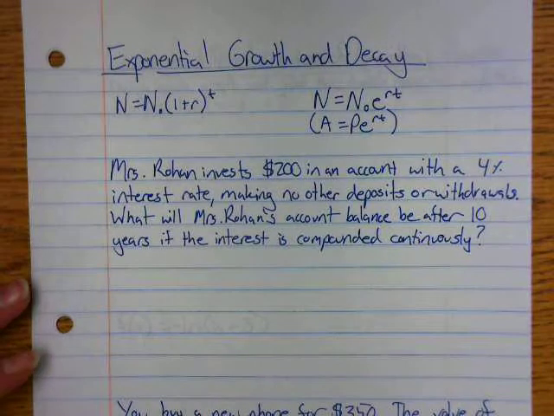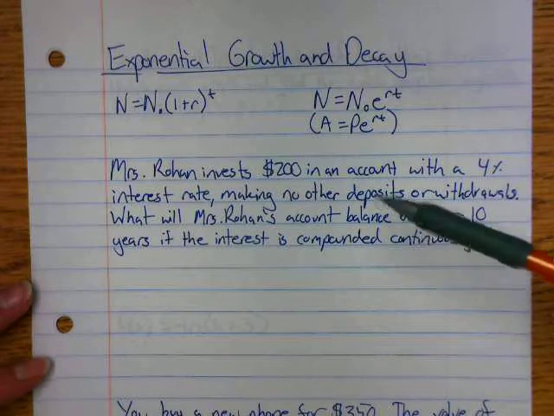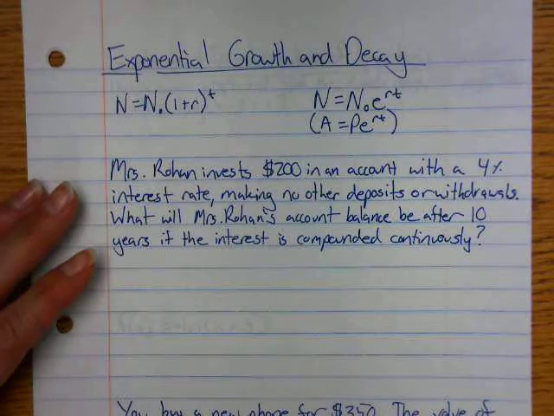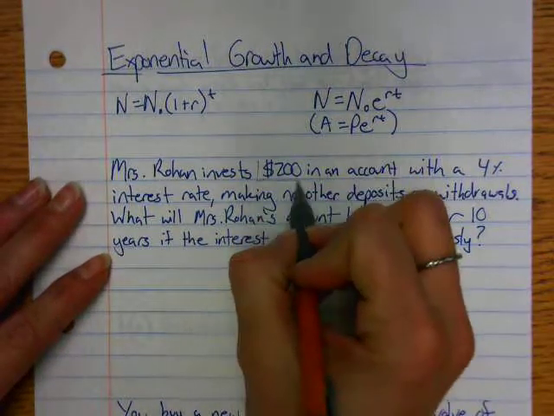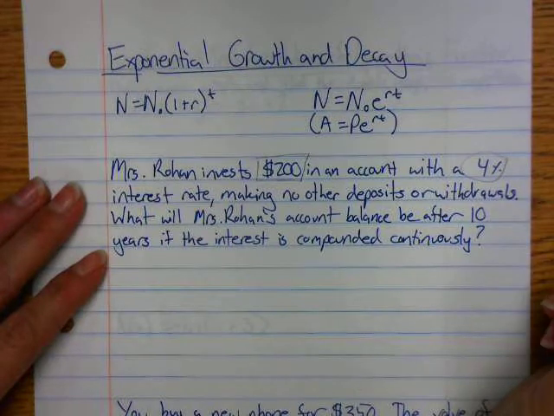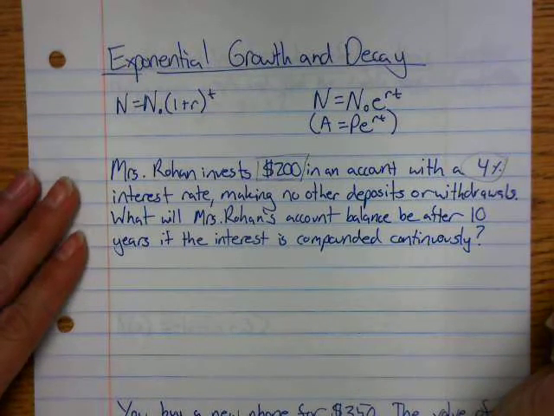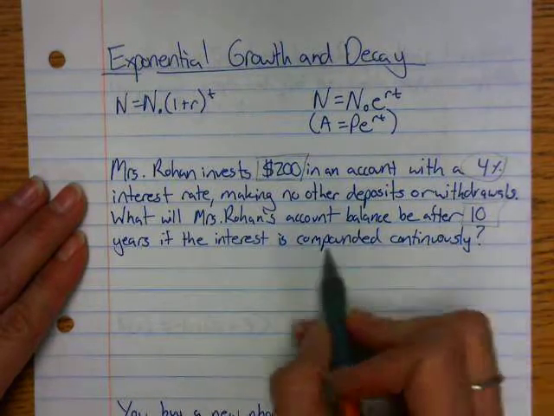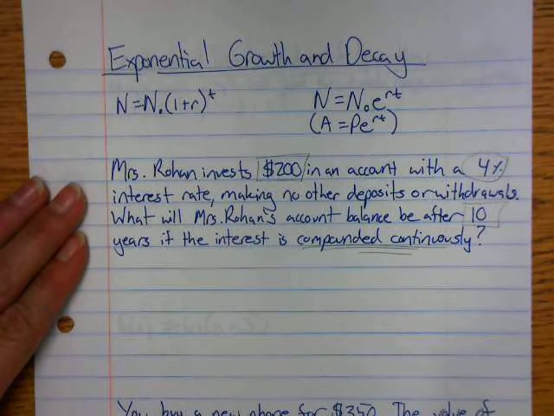Alright, in this video I'm going to be doing a couple examples of application problems involving our formulas for exponential growth and decay. So let's take a look at the first one. It says Mrs. Rohan invests $200 in an account with a 4% interest rate, making no other deposits or withdrawals. What will Miss Rohan's account balance be after 10 years if the interest is compounded continuously?